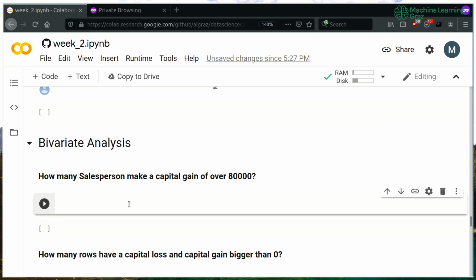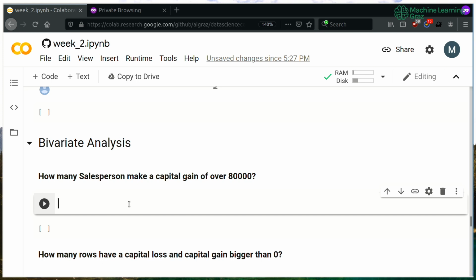So for the first question, we're going to do this together. I'm going to show you the magic of pandas of making two solutions. So the first question we have here is, how many salespersons make a capital gain of over $80,000?